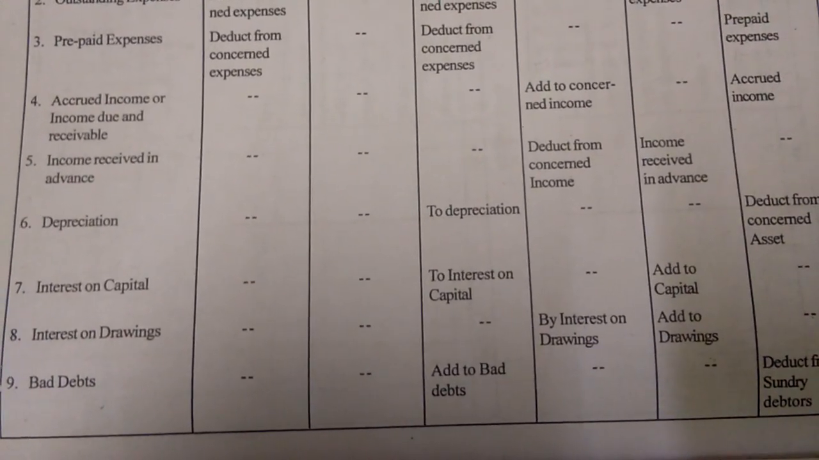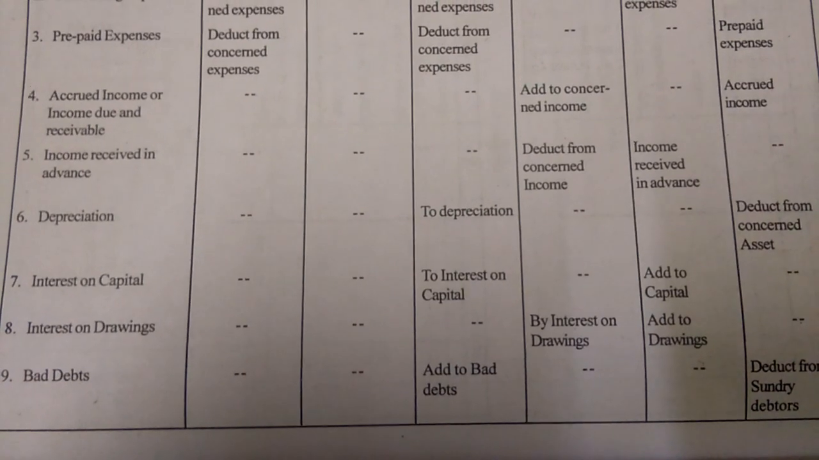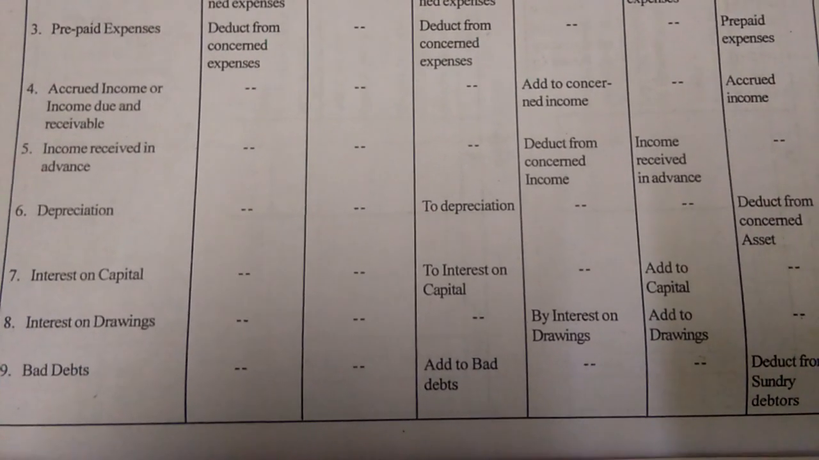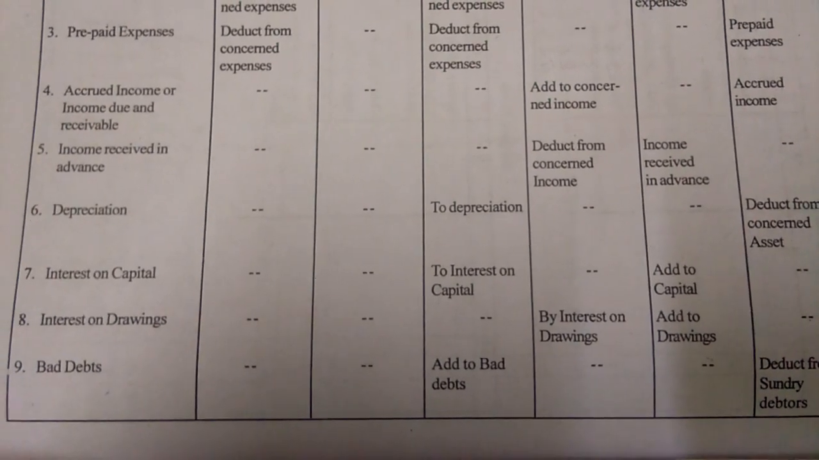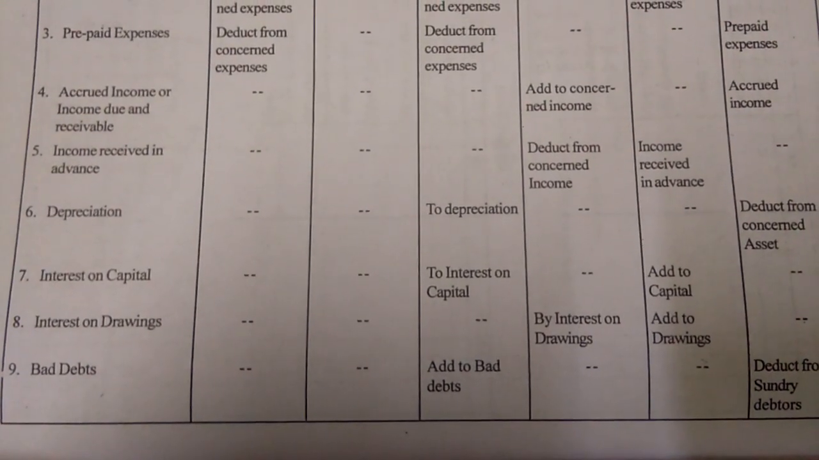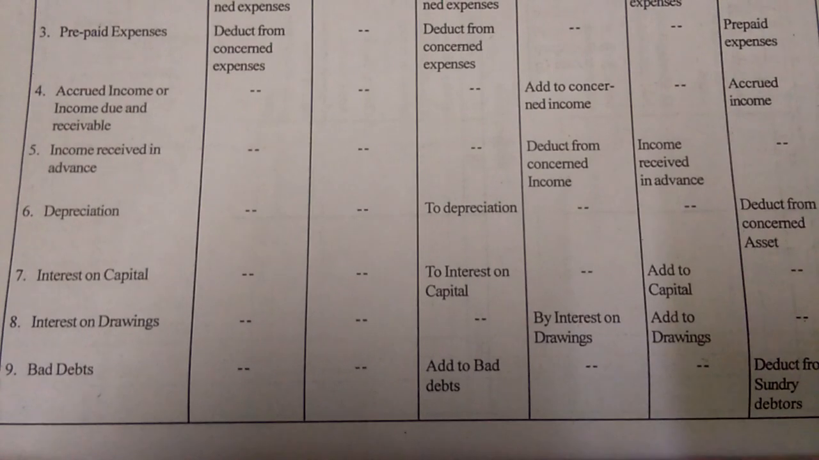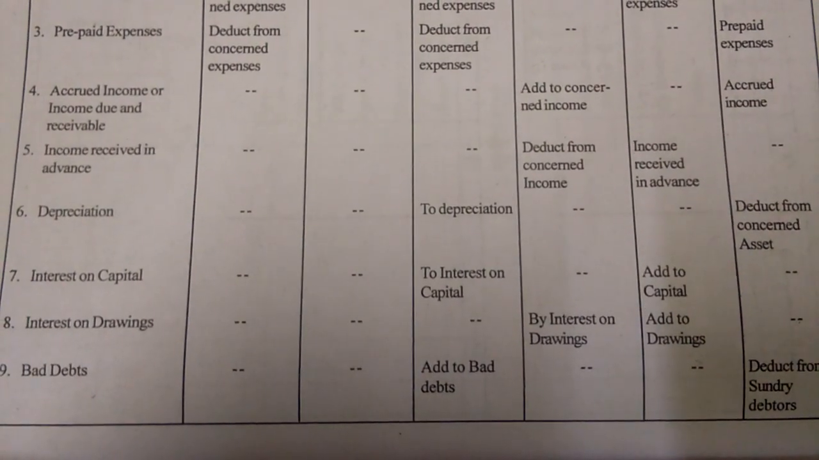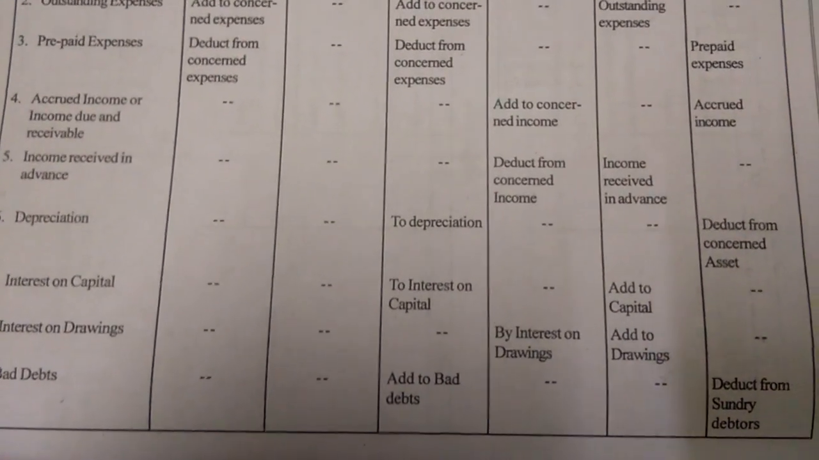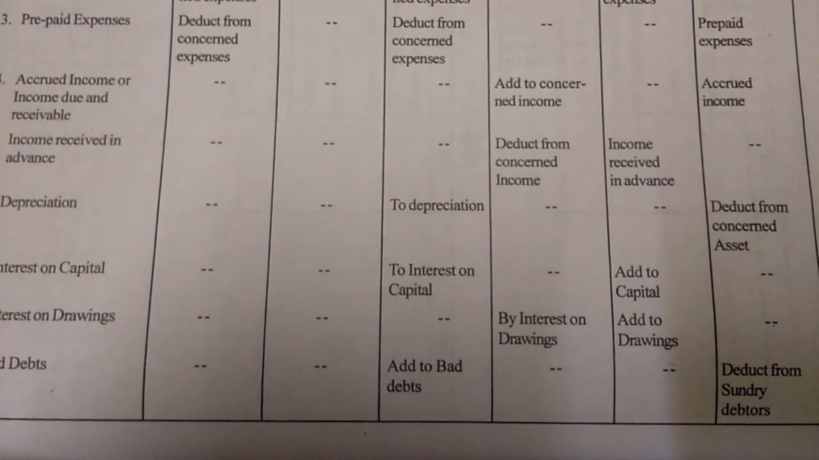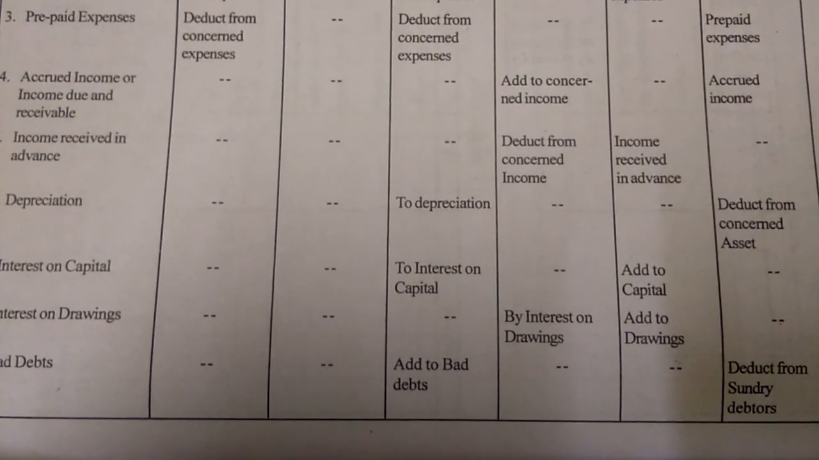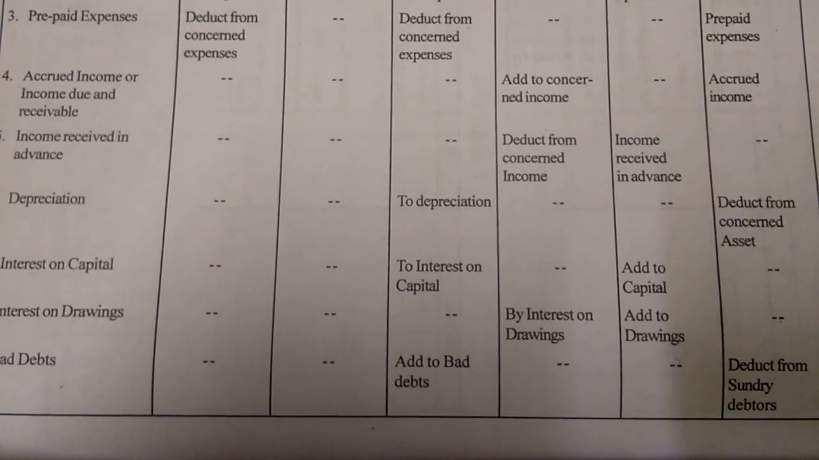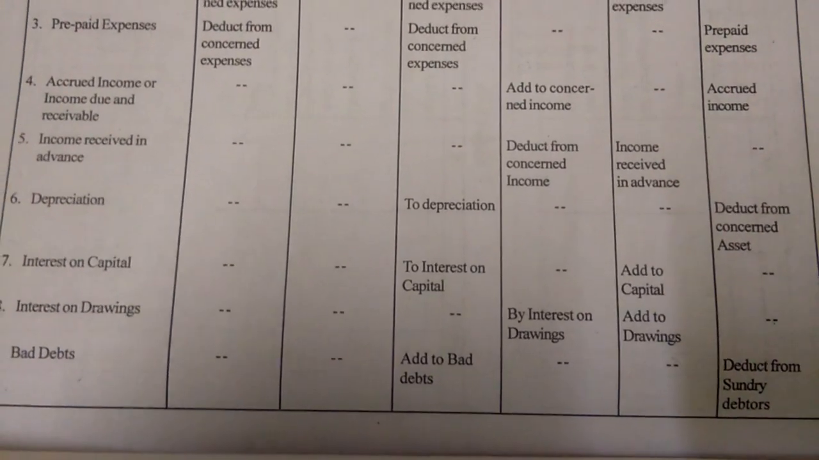And next one is bad debts. Bad debts is shown in the debit side of the profit and loss account, and also added to bad debts. And the bad debts are deducted from the sundry debtors in the asset side of the balance sheet.